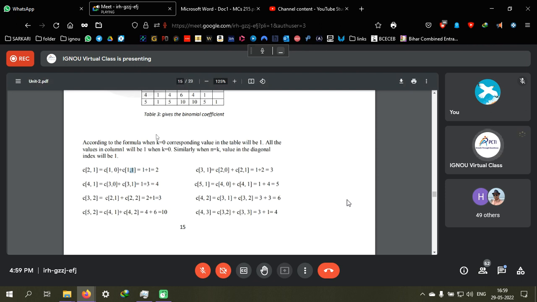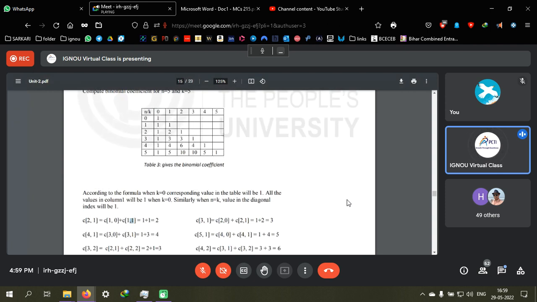So here we have the value of C(1, 0). This is 1 and this is 0. That is equal to 1. C(1, 1), here it is. So 1 plus 1 is 2. The value is 2.